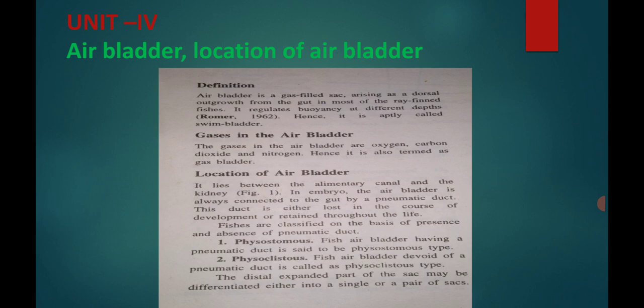Firstly, the definition of air bladder. Air bladder is a gas-filled sac arising as a dorsal outgrowth from the gut in most of the ray-finned fishes. It regulates buoyancy at different depths. The scientist Romer in 1962; hence it is aptly called a swim bladder.